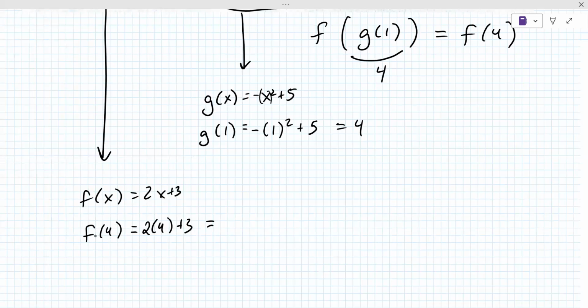So wherever you see an x, you replace it. And now I'm going to use a calculator because they're fun.